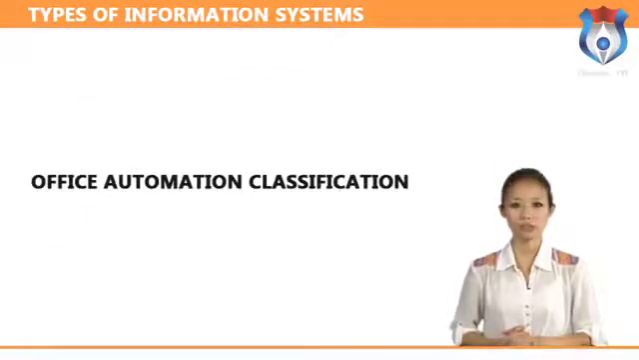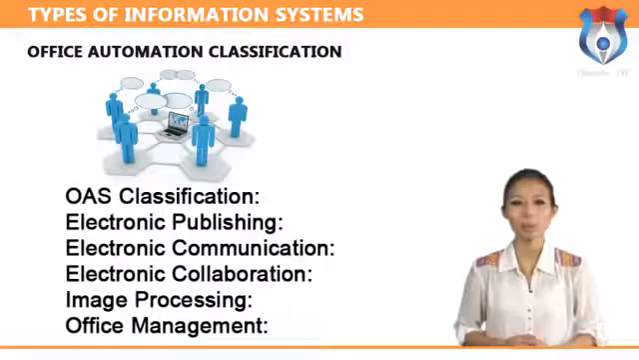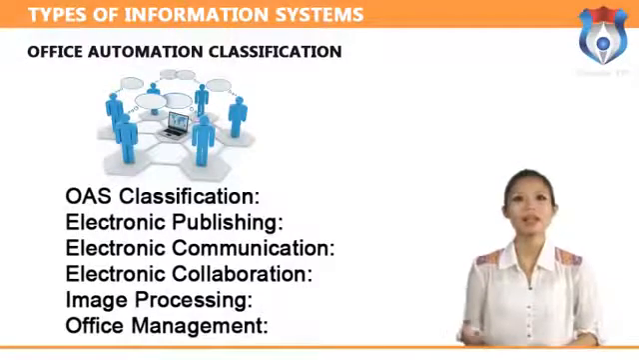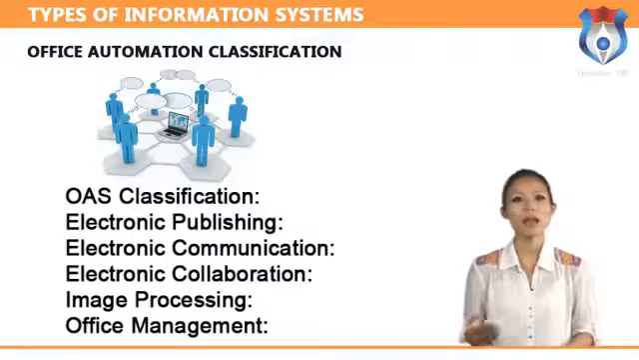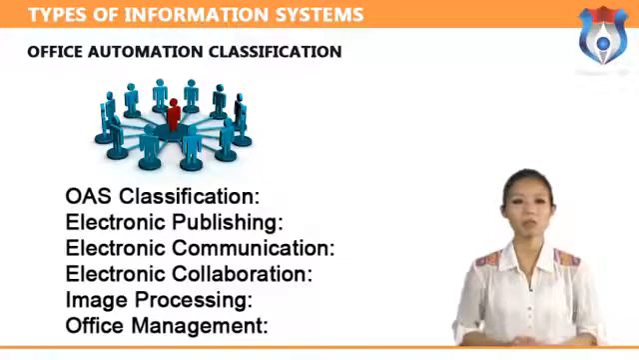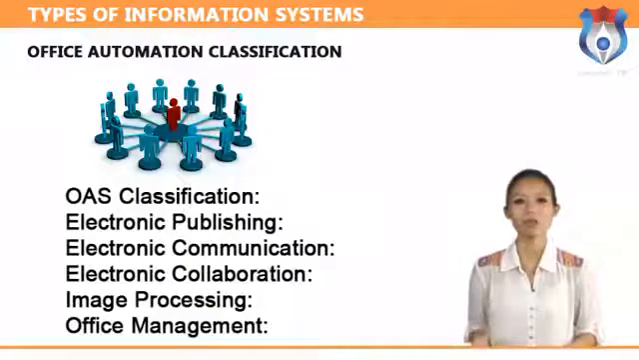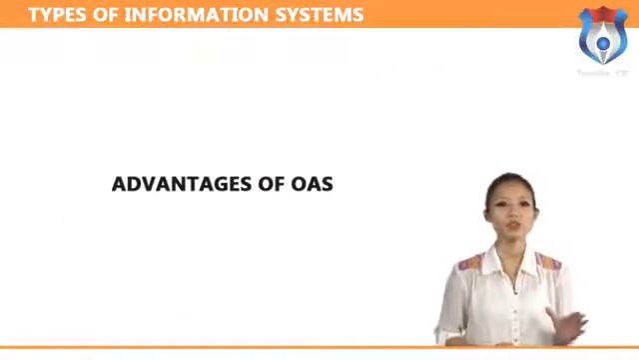Office automation classification. Electronic publishing systems include word processing and desktop publishing. Electronic communication systems include email, voicemail, fax and desktop video conferencing. Electronic collaboration is possible through electronic meeting and collaborative work systems and teleconferencing. Image processing includes electronic document management, presentation graphics and multimedia systems. Office management systems include electronic office accessories, electronic scheduling and task management. Advantages of OAS.